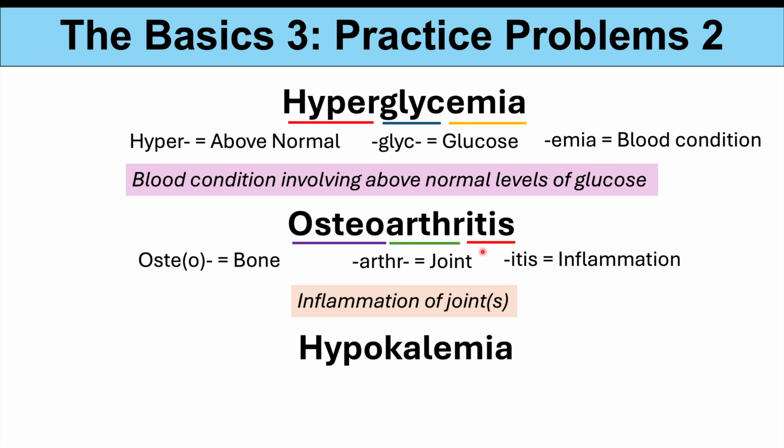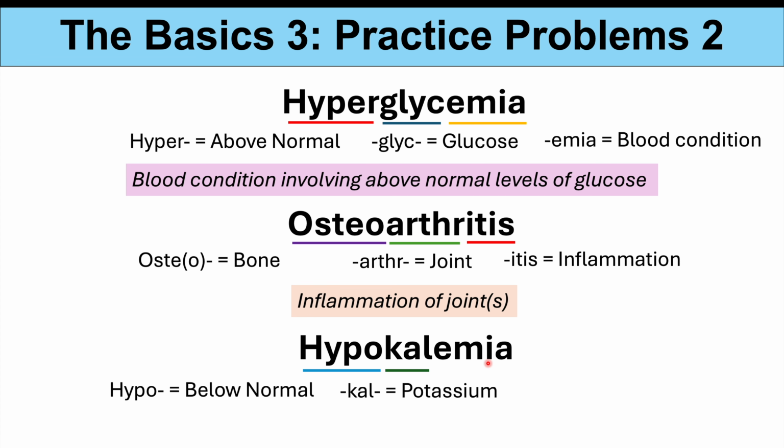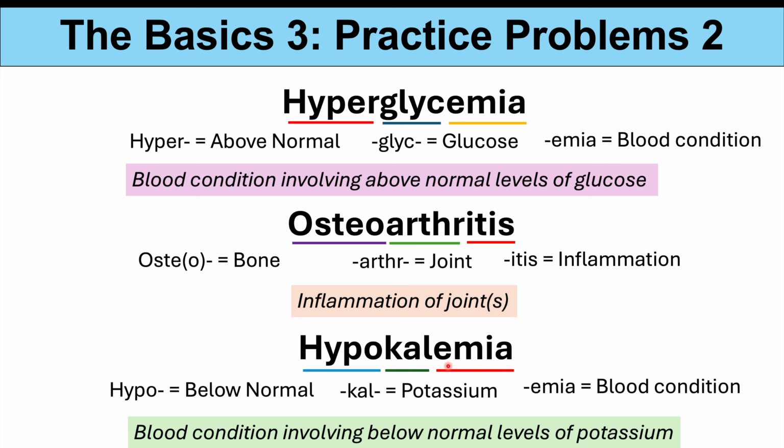The next practice problem is hypokalemia. So again, we break it down. The prefix hypo refers to below normal, so it's going to be the opposite of hyper. So you might have heard of a hypodermic needle. So hypodermic refers to going under the skin. Derm refers to the skin. The next part of this word is kal, which refers to potassium. And we've seen this suffix before, emia. Emia refers to a blood condition. So if we put this all together, hypokalemia is a blood condition involving below normal levels of potassium.